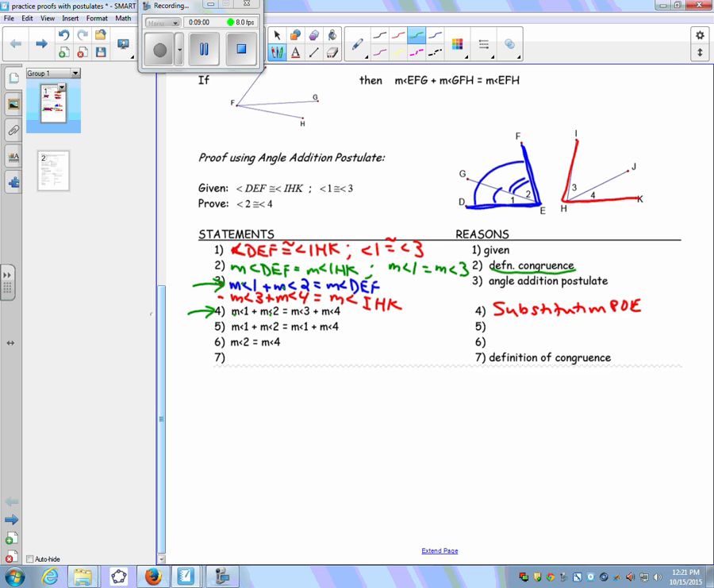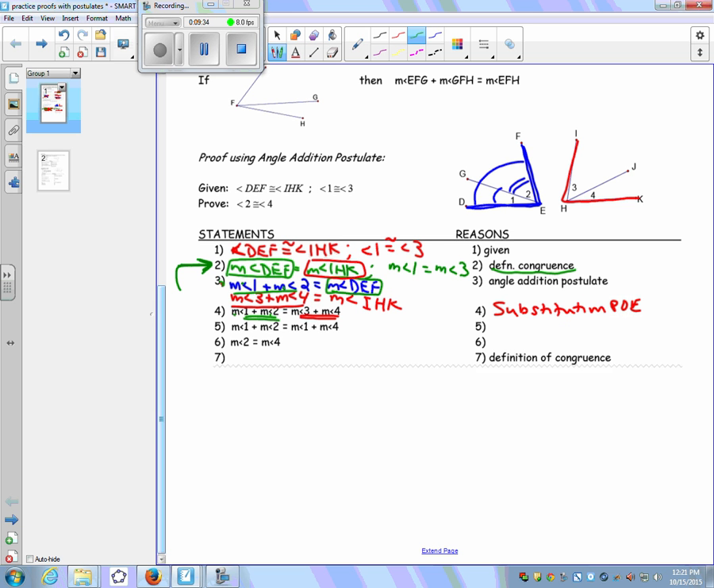Actually, that's not really right. Sorry. Sometimes I mess up on my videos. It's okay. This one, we're rewriting this equation right here, DEF equals IHK. We're taking out the DEF and we're replacing it with what it's equal to, 1 plus 2. We're taking out the IHK and we're replacing it with what it's equal to, 3 plus 4. Okay, so it's really substituting back into step 2.